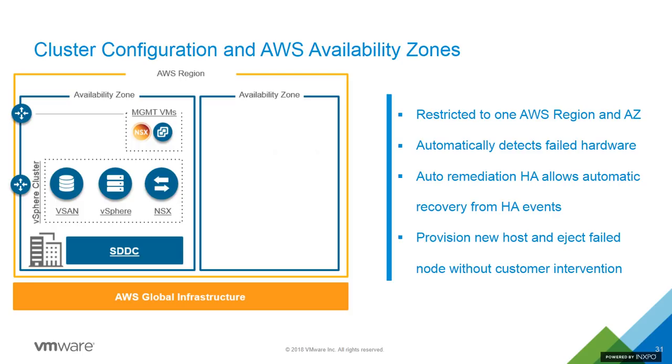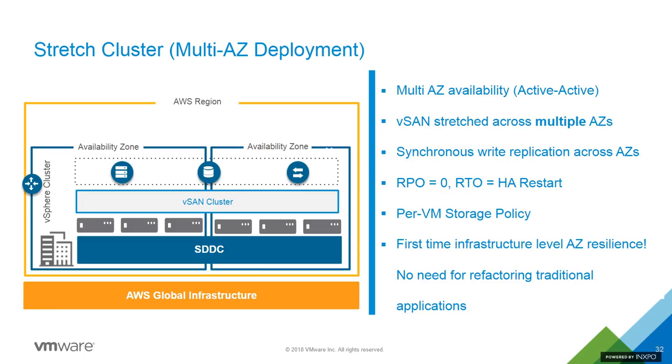Now, most of our customers are happy with being able to run in an AWS availability zone, but we've had other customers that said, hey, we want even more availability. Can we get more 9s? Can we be even more resilient? So we've gone ahead and we've created the stretch cluster, the multi-AZ deployment.